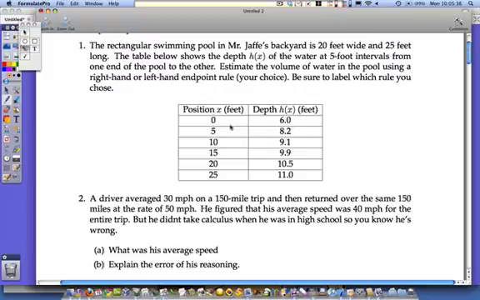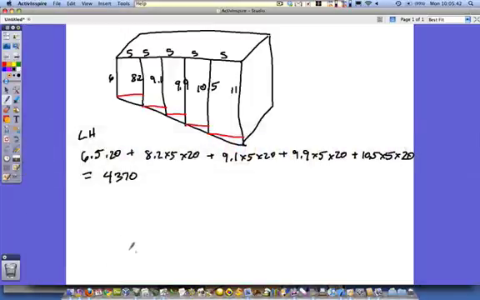So the interval width is in feet, the depth is in feet, and the width of the pool is in feet. So the units here are going to be cubic feet. The right-hand rule works very similar. The only difference is that this first term is not used in the right-hand rule, because it's the left-hand endpoint of the first subinterval.